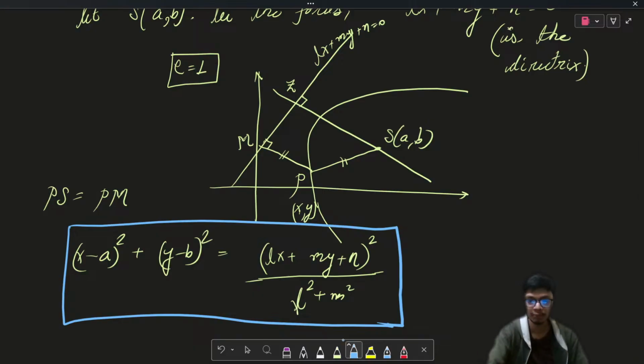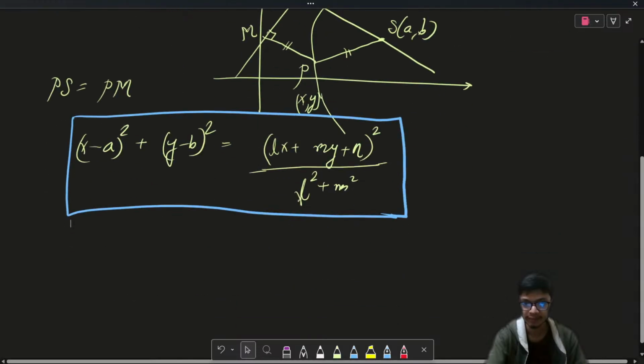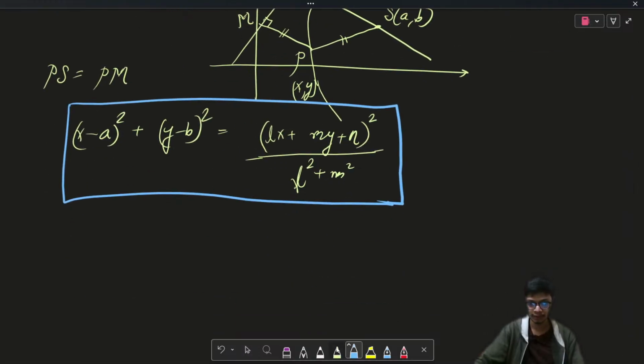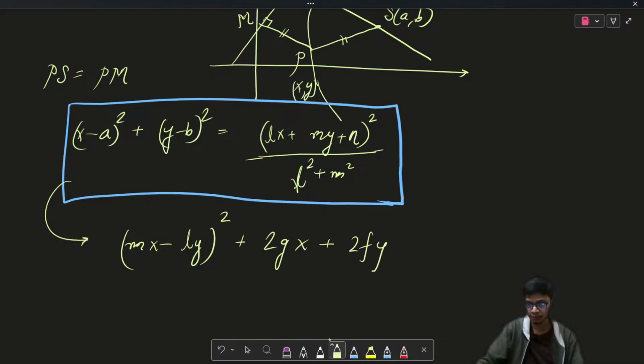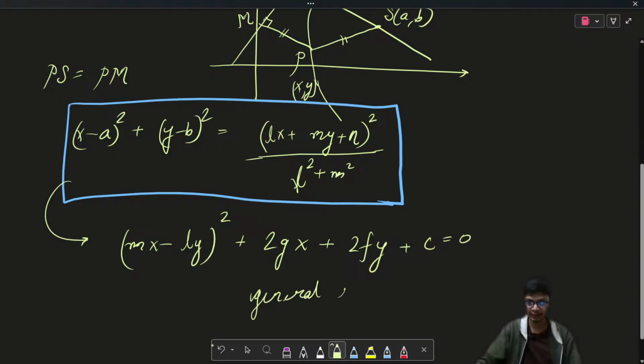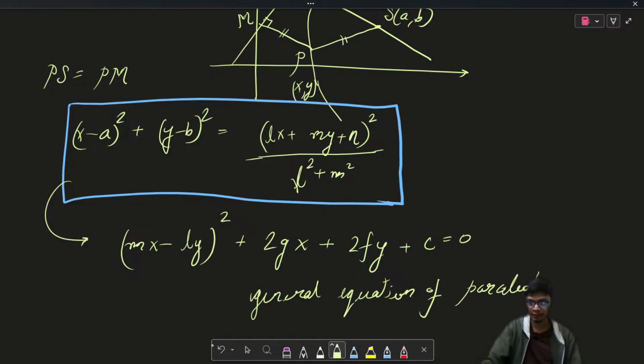If you solve this part out and simplify it further, you will obtain an equation of the form (mx - ly)^2 + 2gx + 2fy + c = 0, right? This is how the general equation of a parabola looks. You can easily obtain an equation of this form by solving a few lines of algebra here.